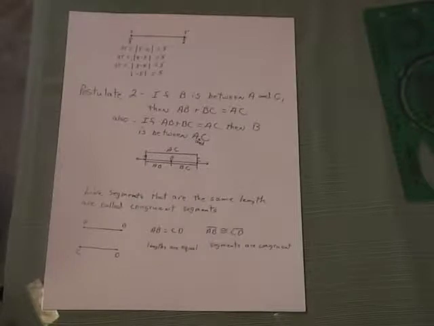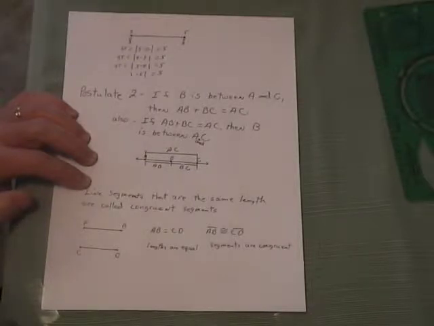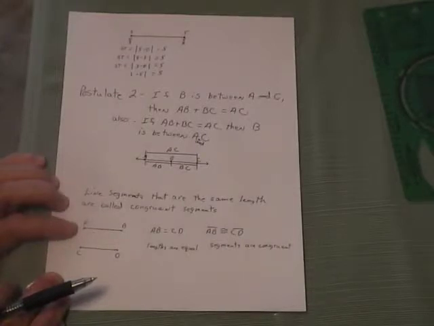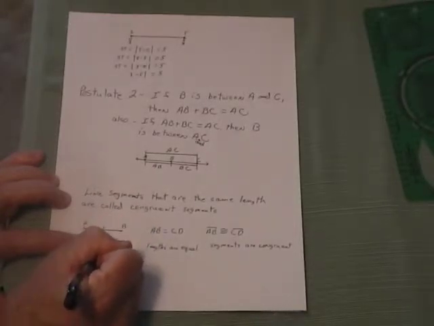Okay, the last part of this section deals with congruency. Line segments that are the same length are called congruent segments. We don't necessarily know what those lengths are, but we just know that they're the same. So right here I have segment AB and I have segment CD, and those two are the same.